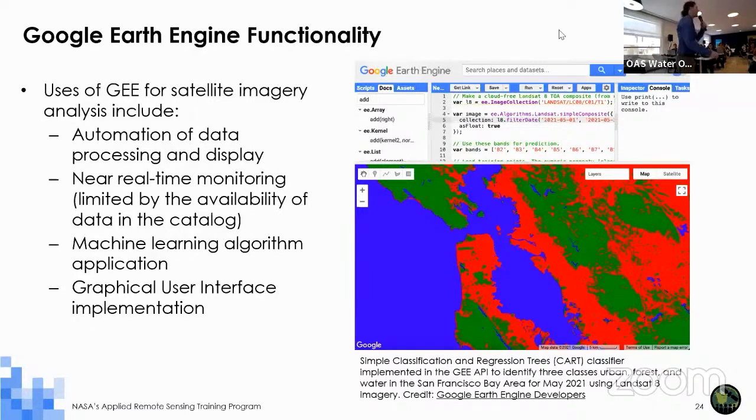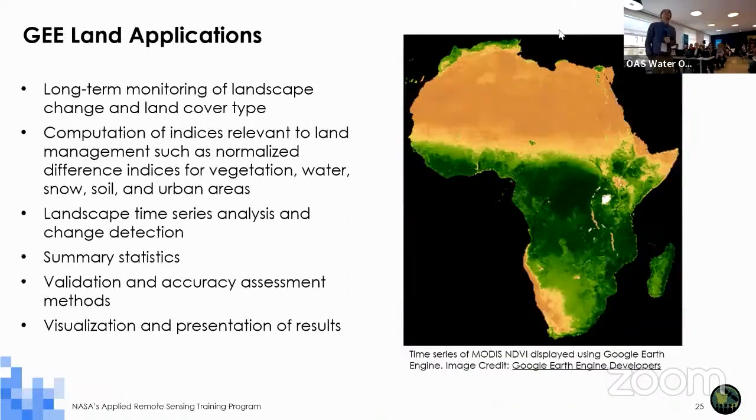Near real-time monitoring. This really depends on the mission. Some of the missions are more current. They're updated more often than others, but it is very useful for near real-time because they are constantly ingesting recently observed satellite data. And then you can apply a lot of machine learning algorithm applications to the data as well. And then there is a graphical user interface implementation. It's probably not the most common. It's much more robust to use one of the APIs, but there is a user interface implementation, but it's not as powerful. Next slide.